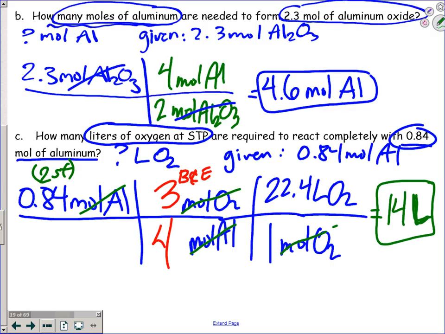I want you now to repeat our thought process and explain the mole map to the person next to you. Talk it out. I'm coming around for questions right now. Ask them if they have a question.